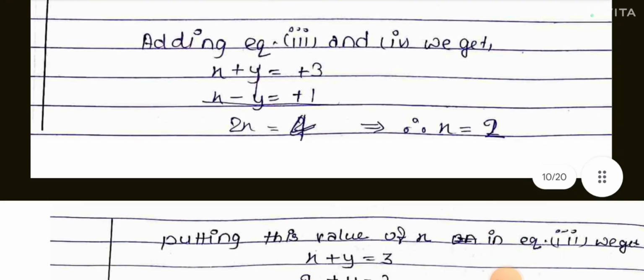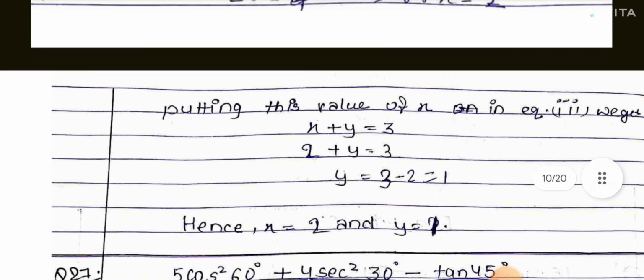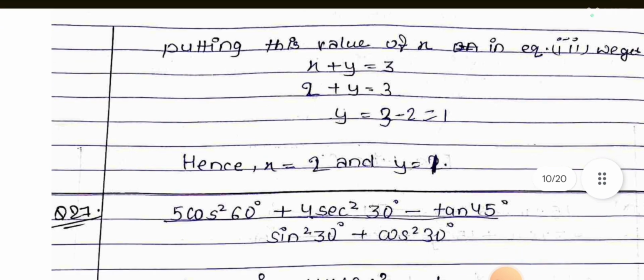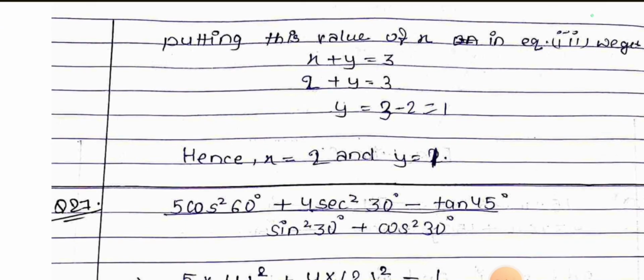If we put the value of x in the third equation, x plus y equal to 3, 2 plus y equal to 3, y equal to 1. Hence x equal to 2 and y equal to 1. That is the right answer.